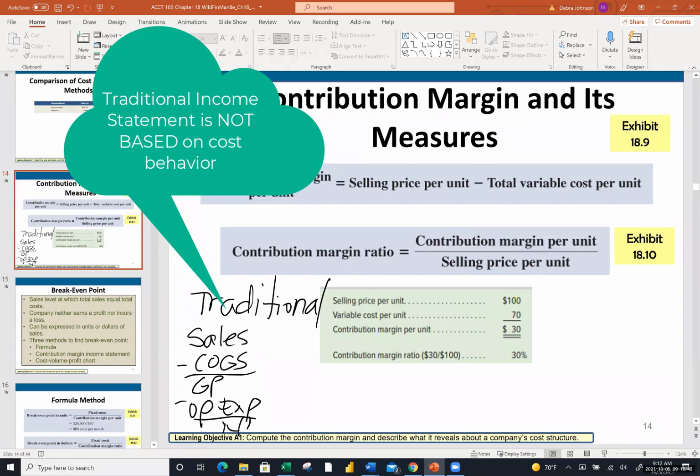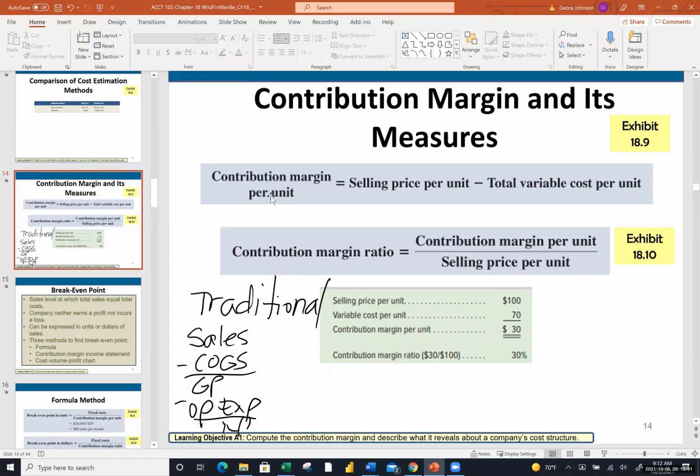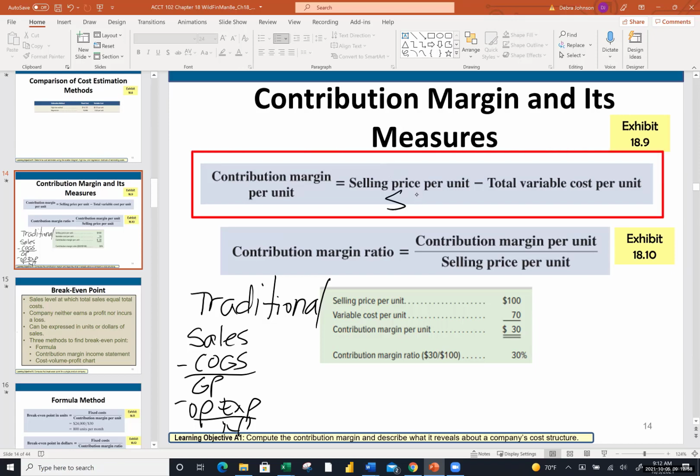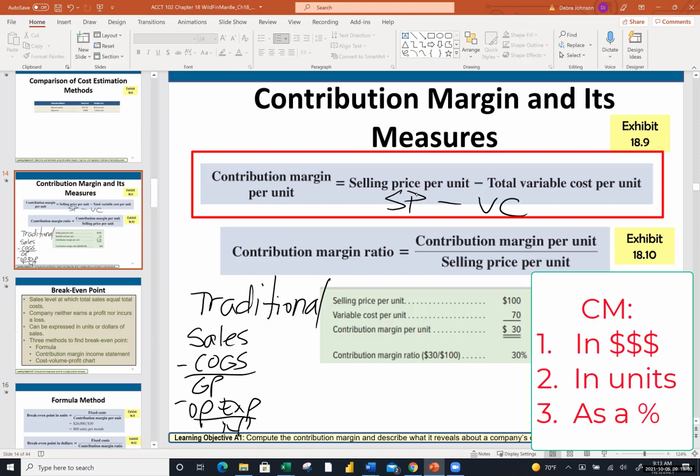So we're now going to turn to a contribution margin approach. A contribution margin is equal to the selling price minus the variable costs. Okay, and that's what that slide shows you. We're going to calculate the contribution margin 3 ways. I want you to get these 3 ways down into your notes, because even if the author doesn't tell us to do it, we're going to calculate it 3 ways for extra practice.